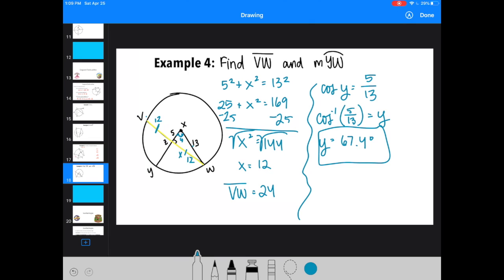So in this section, you use your triangle relationships of trig ratios and the Pythagorean theorem. Okay, and that's all I have for you today. So this section is really looking at the relationships of congruent chords and arcs and applying them through algebra.